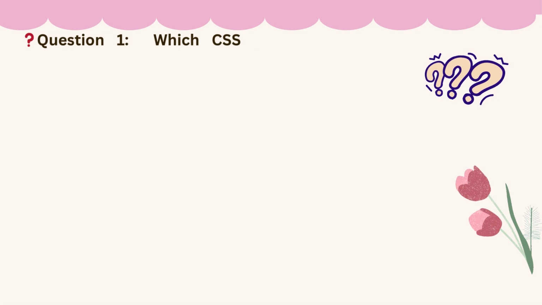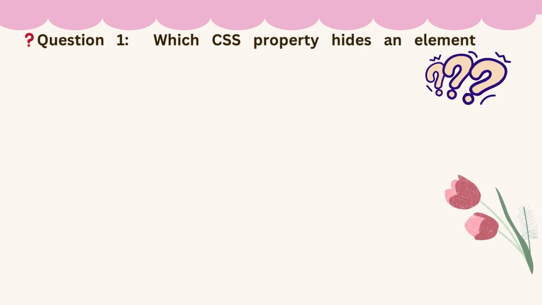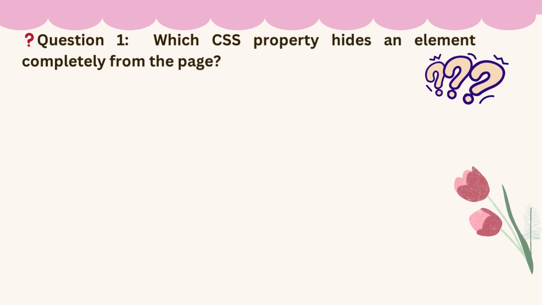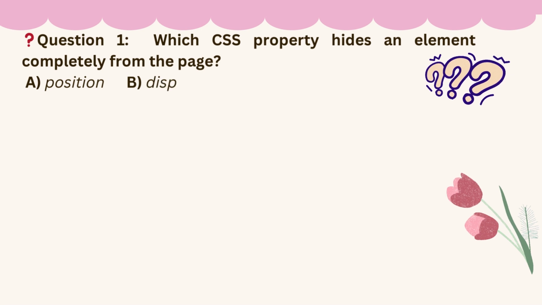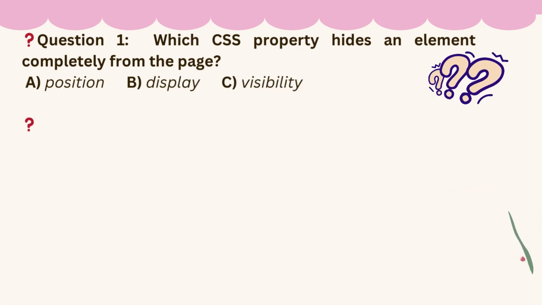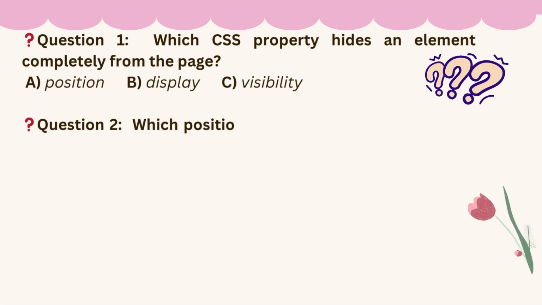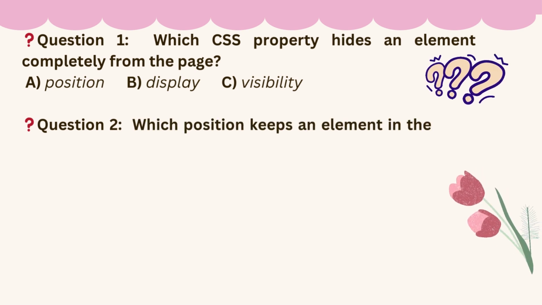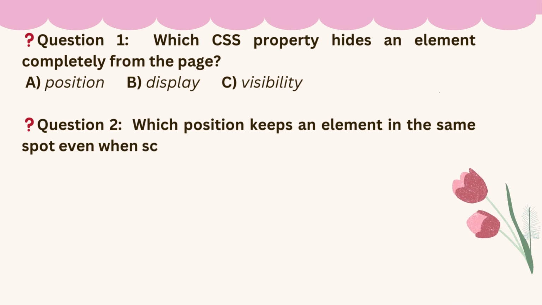Let's see what you remember. Question 1. Which CSS property hides an element completely from the page? A. Position. B. Display. C. Visibility. Question 2. Which position keeps an element in the same spot, even when scrolling?